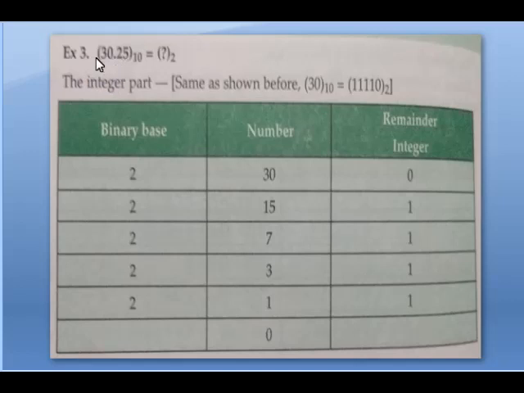Okay, so the integer part same as the previous examples 1 and 2. First we have to divide 30 by 2. So we will get the quotient 15 and the remainder as 0. Then 15 divided by 2, we will get the quotient 7 and remainder 1.